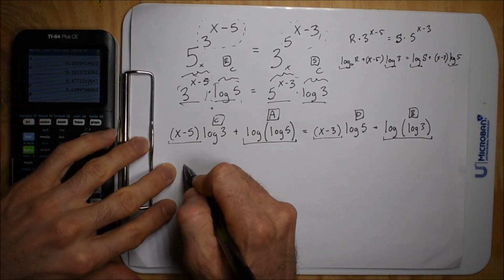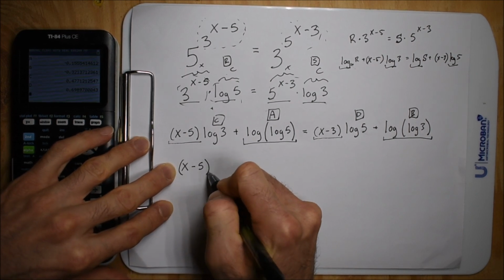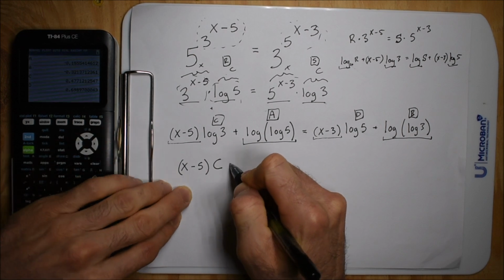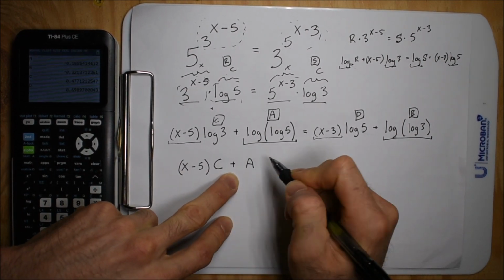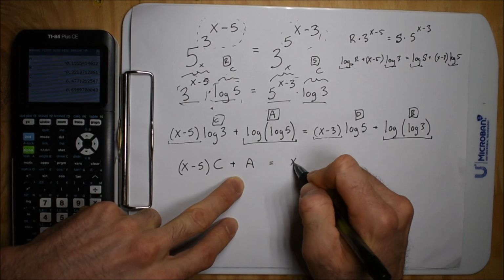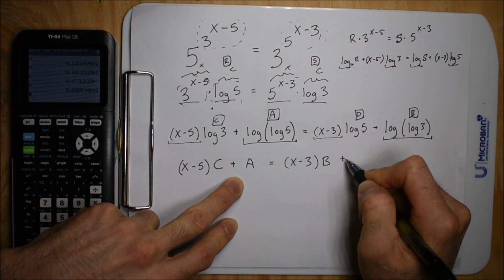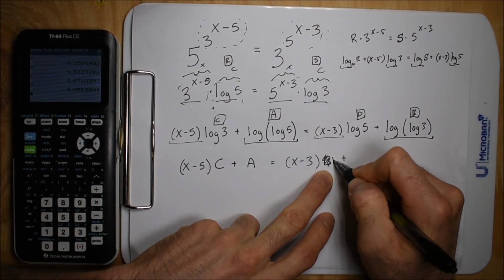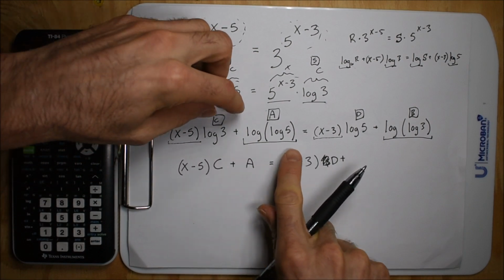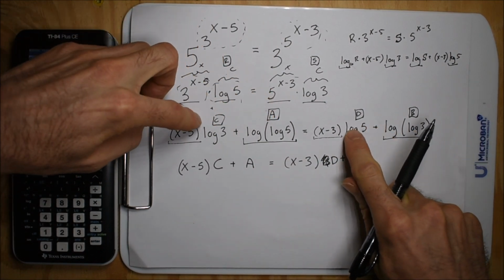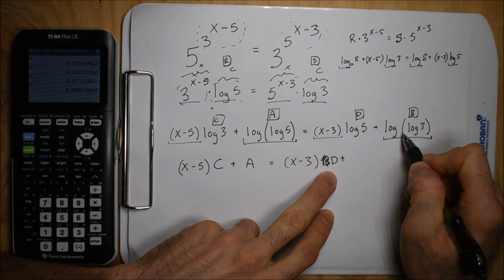Okay, so now you can just do this. Instantly, it just becomes a run-of-the-mill equation. x minus 5 times C plus A is equal to x minus 3 times B. I should have just gone A, B, C, D, but I like it because the A and B values are constant. C and D are tied up with the x. They're a little bit different. Okay, plus B.